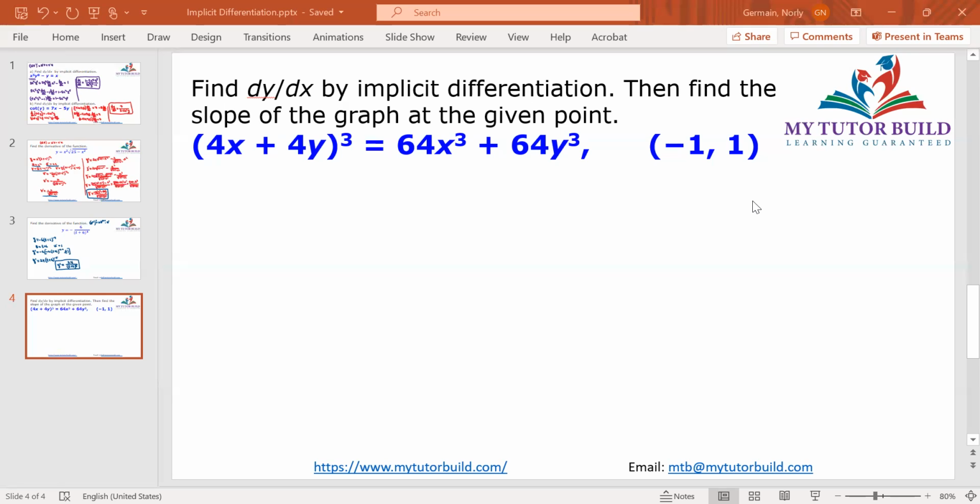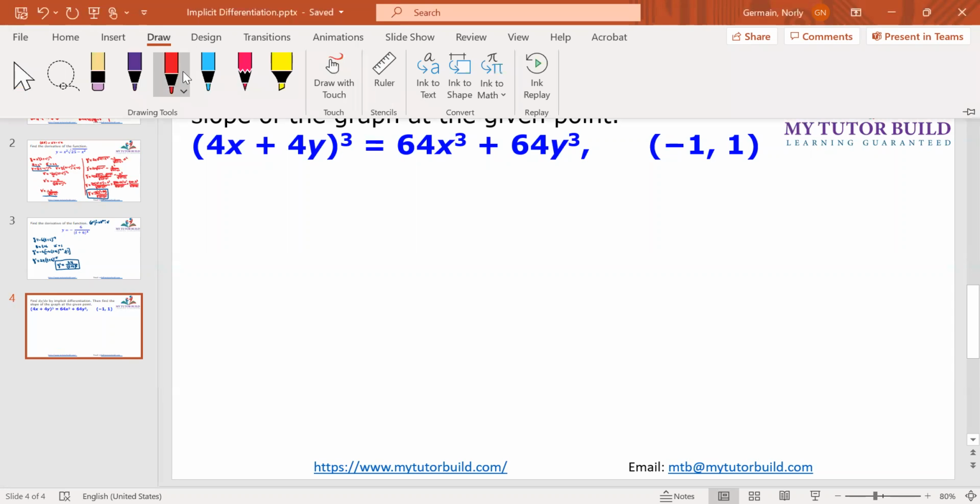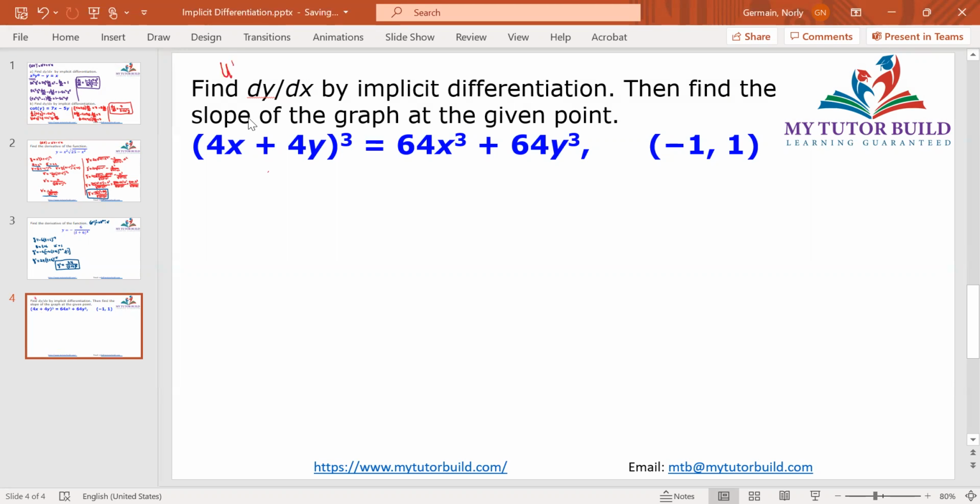When we have expressions like this, (4x + 4y)^3, we can see that it is in the form (u^n)' = n u^(n-1) times u', right? So now let's take the derivative of the left-hand side. That's going to give us, we bring the 3 in the front, we keep the inside as is. Now 3 minus 1 is 2. Now, what is the derivative of the inside?